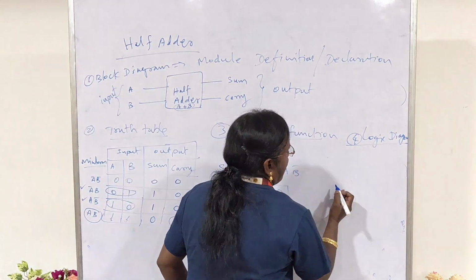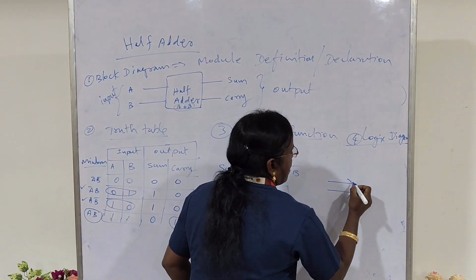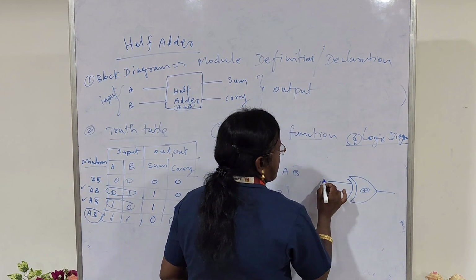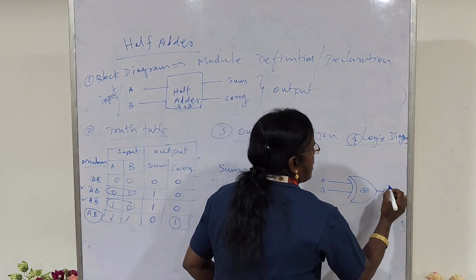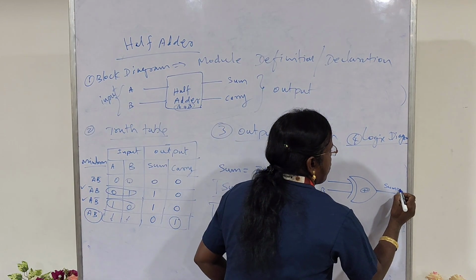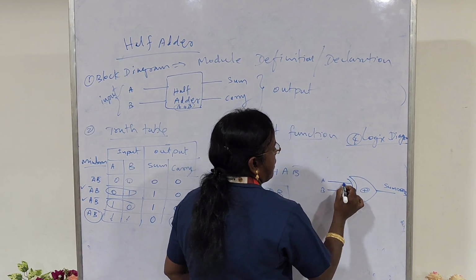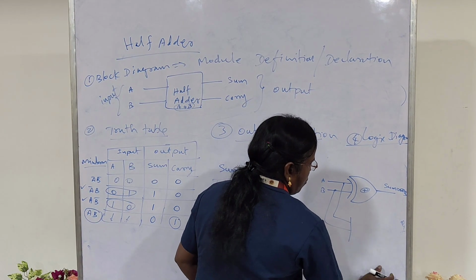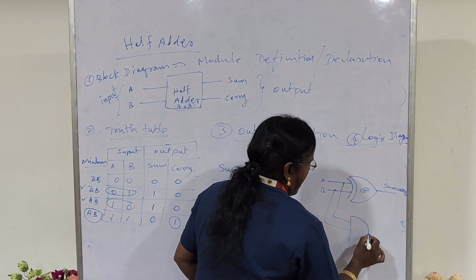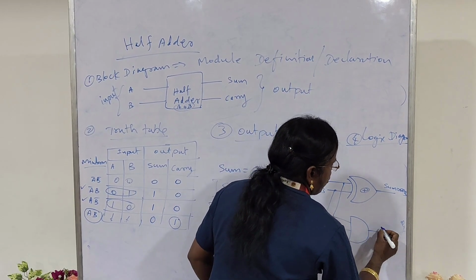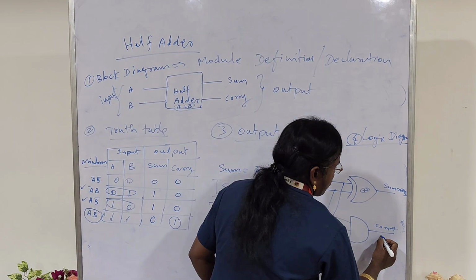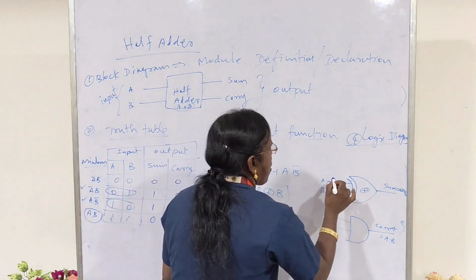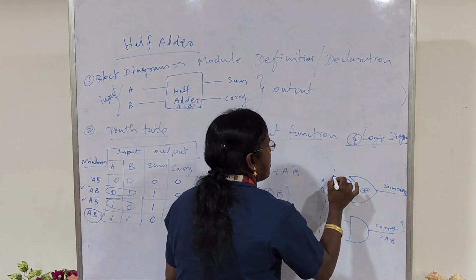So we can draw the logic circuit using the XOR gate symbol. This is my XOR gate. Take A and B as the inputs and generate the sum output, which is equal to A XOR B. Then take the inputs A and B and apply the input signals to another gate, which is the AND gate. That AND gate output is my carry because it generates A dot B. Now this is called my half adder circuit.